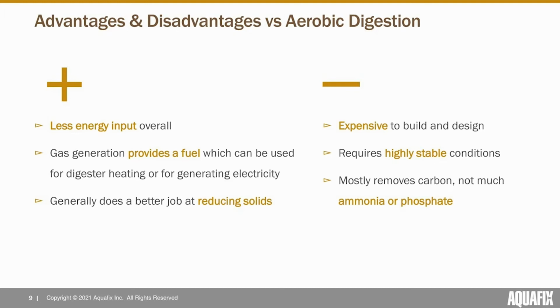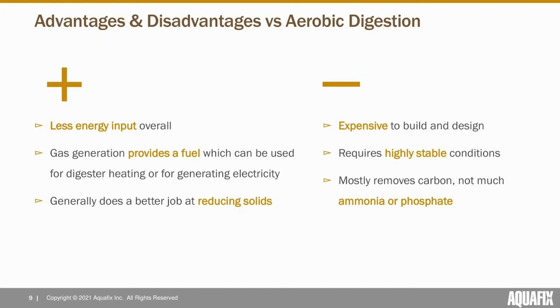All right, so let's just cover a few of the advantages and disadvantages of anaerobic and aerobic digestion. So anaerobic digestion, generally, if it's working well, has less energy input because gas generation provides fuel which can be used to heat the digester and generate electricity, and there's no need for aeration. So if you have a digester producing a lot of healthy biogas, you rarely need to put a lot of energy into it to do anything with the digester.